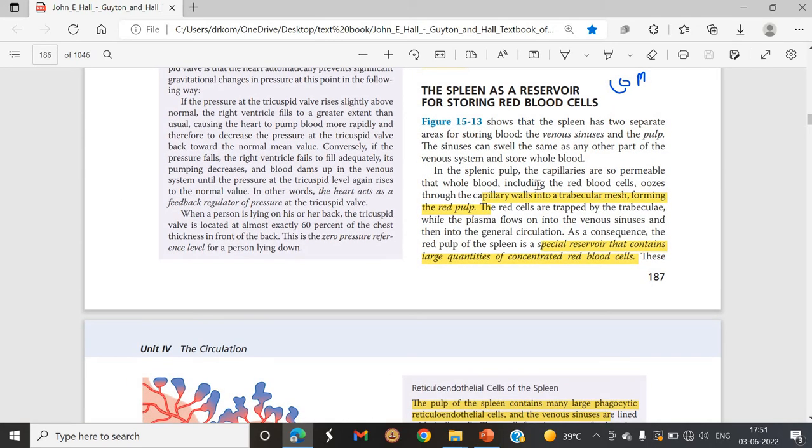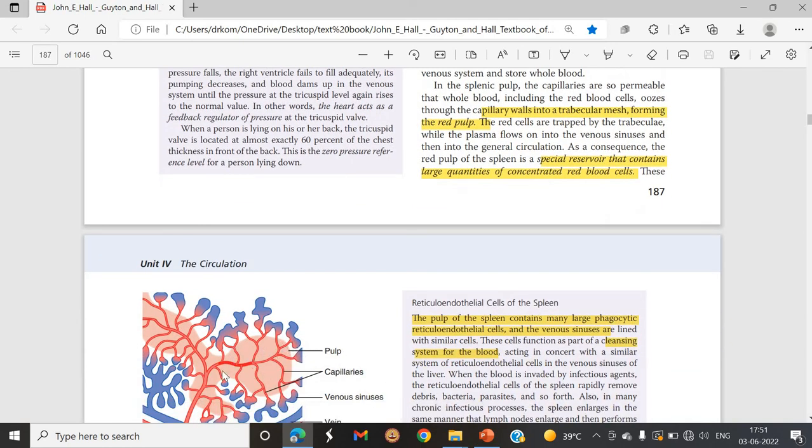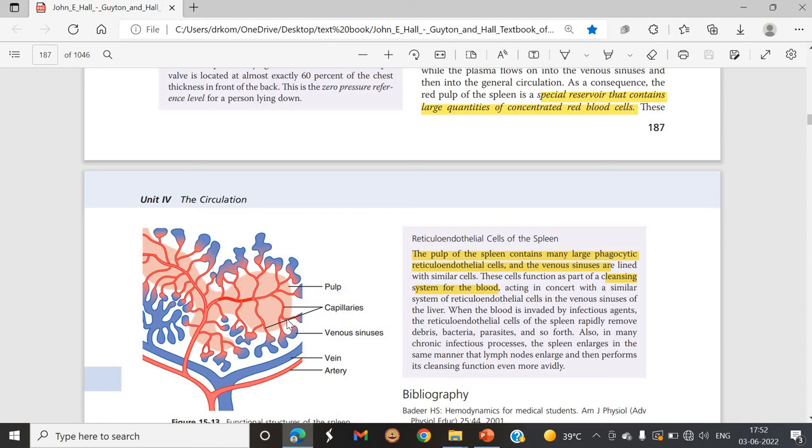So the spleen has this trabecular meshwork, which forms the red pulp, this area. Trabecula has very open spaces from which plasma and RBC are squeezed, and they are stored here. So this red pulp is a very concentrated RBC area. So it acts as a reservoir of RBC also. Whenever there is a need, the spleen will contract and this excess RBC will go back to the circulation.